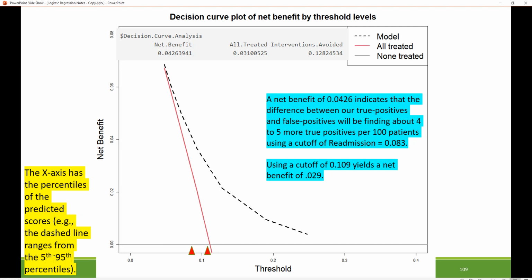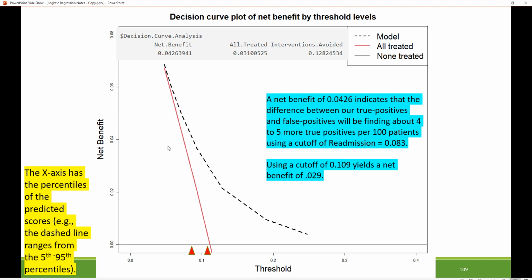So if we have a good model that can help identify patients likely to have the outcome, then we should have a good net benefit. And we see that a net benefit of 0.0426 indicates that the difference between our true positives and false positives will be finding about 4 to 5 more true positives per 100 patients using a cutoff of readmissions equal to 0.083.